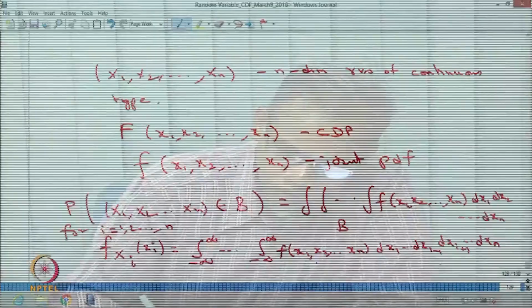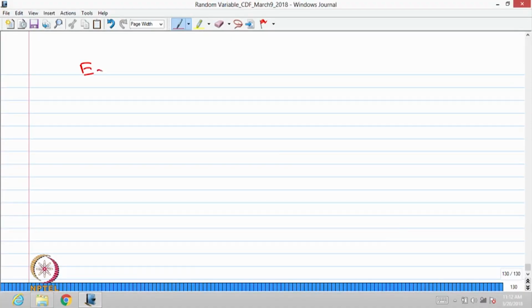Now we will move into one simple example of how one can describe a two-dimensional random variable of the continuous type, then how one can discuss the marginal distribution, finding probabilities and so on. Let's start with an easy example.